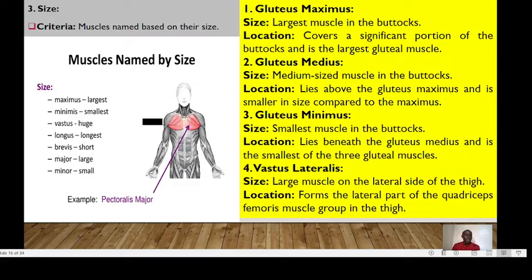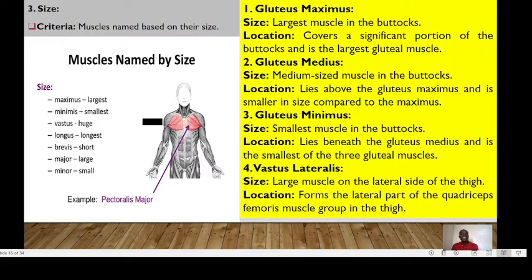Okay, we have terms like maximus, which means largest, minimus, which means smallest, vastus, which is huge, longus, long, brevis, short, major, large, and minor, small. Okay, a good example is pectoralis major. It's a major muscle, right? So we have the gluteus maximus. This is the largest muscle in the buttocks. It covers a significant portion of the buttocks and is the largest gluteal muscle.